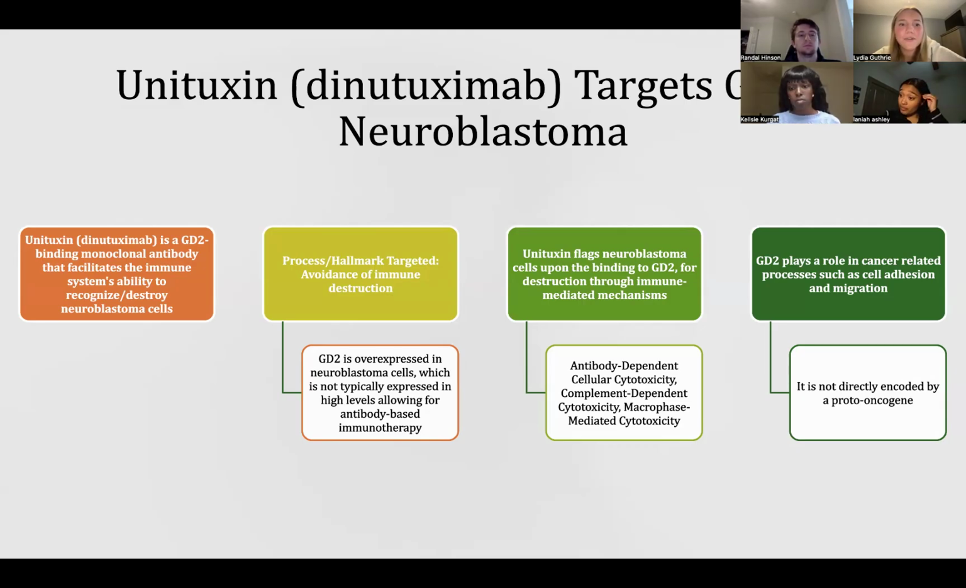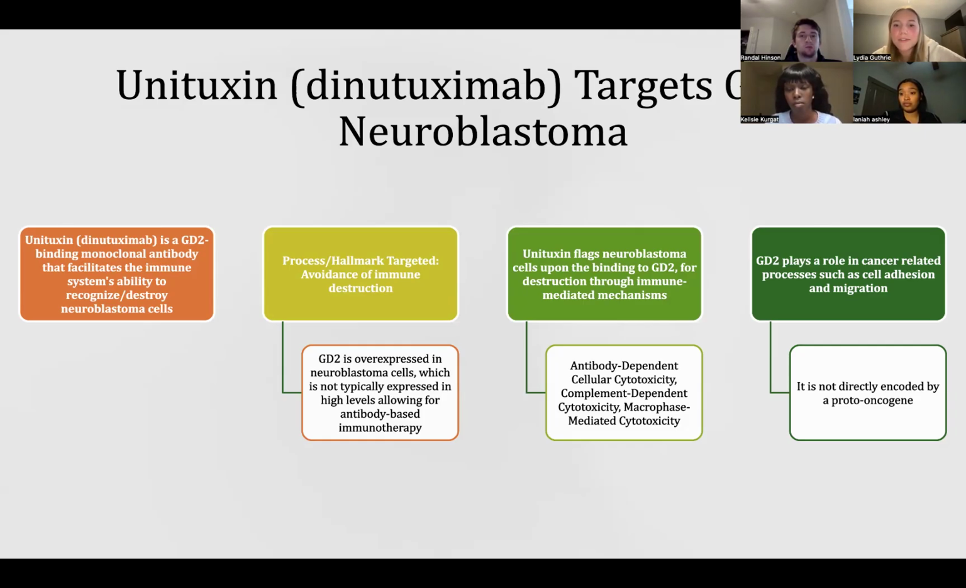Unituxin is a GD2 binding monoclonal antibody, which means that it's a type of antibody that is produced by identical immune cells from one singular parent cell. It facilitates the immune system's ability to recognize and destroy neuroblastoma cells. A hallmark that is targeted by Unituxin is the avoidance of immune destruction. GD2 is overexpressed in neuroblastoma cells, and is not typically expressed in high levels elsewhere, allowing for antibody-based immunotherapy.